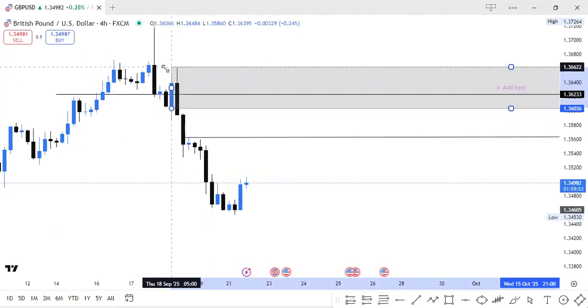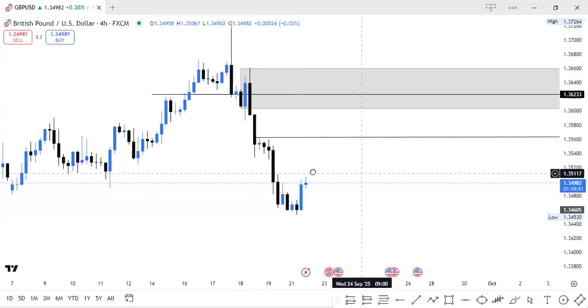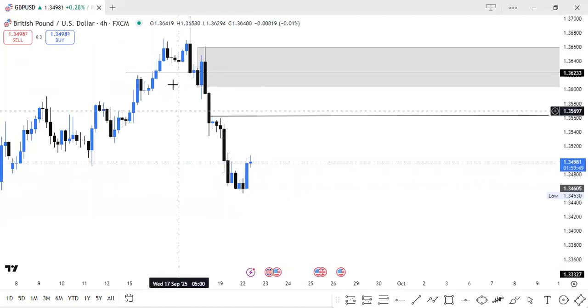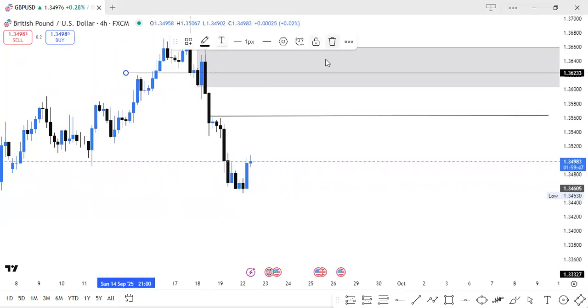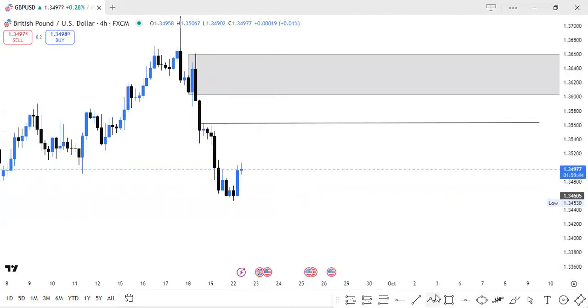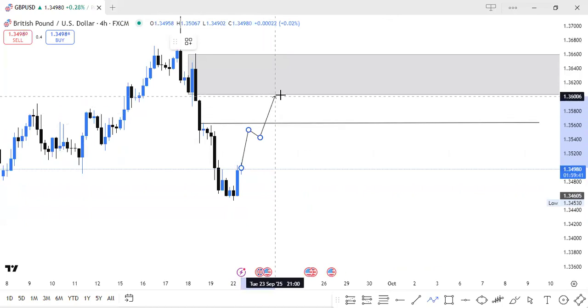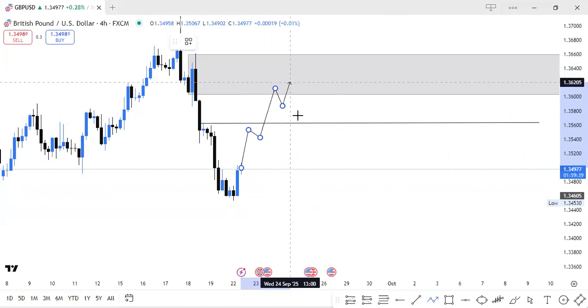This is my supply here on the 4-hour time frame. So now what is my anticipation? I want to see price push above, take out this liquidity, and then react on this 4-hour time frame. Now, as a swing trader, what am I going to do? I'm going to patiently wait for price.